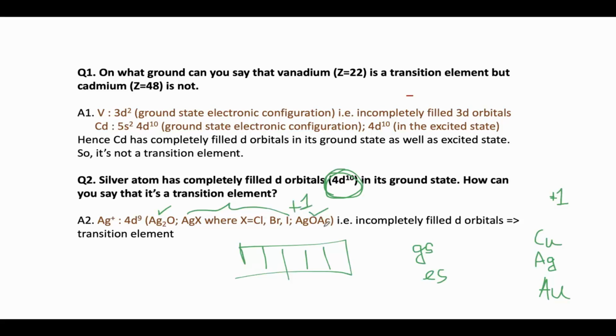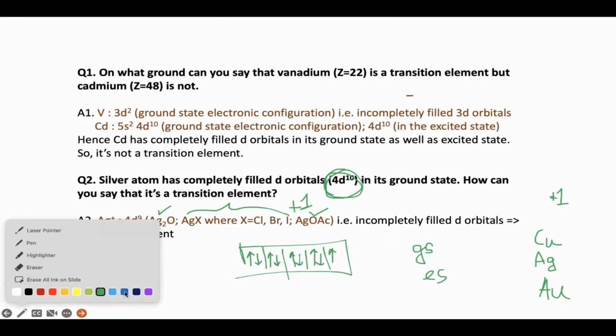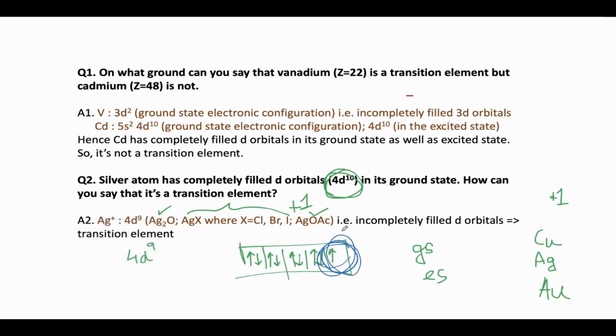When we have this +1 oxidation state, the electronic configuration is 4d9, because one electron will be lost from the valence shell, that is the 4d10. So from 4d10, that is silver 0, we come to silver plus, that is 4d9 in the excited state. If we draw the configuration here, we will have 5 electrons in the 5 d orbitals first, according to Hund's rule. Then we fill the orbitals as 6, 7, 8, and 9. So in the last orbital we have a vacancy.